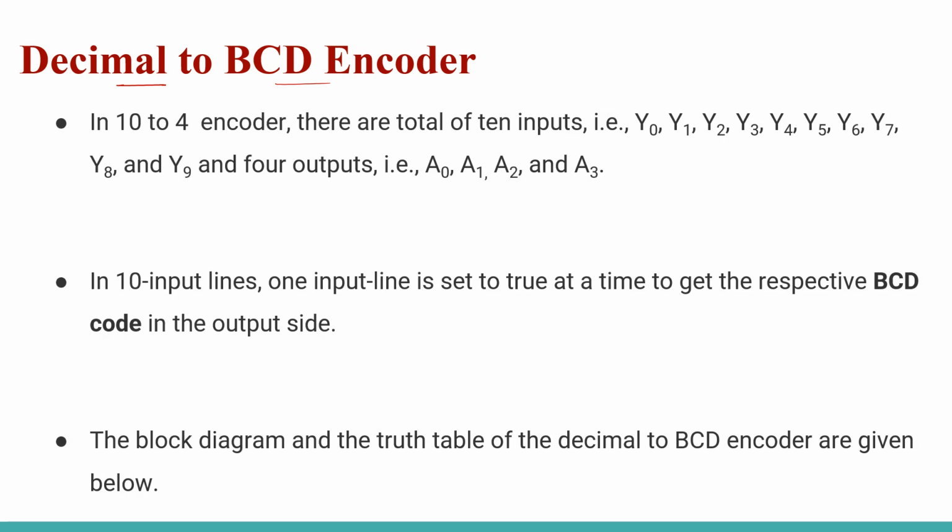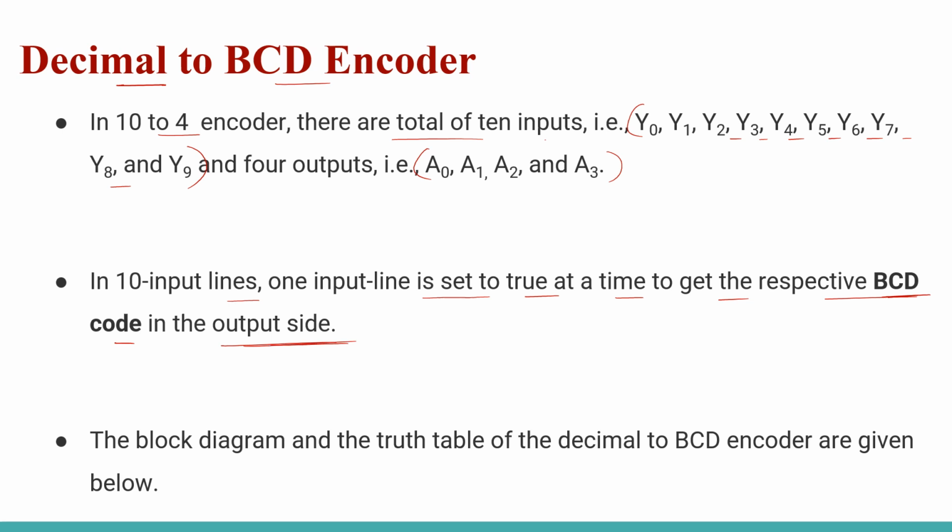So now see, in the 10 to 4 encoder, there are a total of 10 inputs. Those are Y0, Y1, Y2, Y3, Y4, Y5, Y6, Y7, Y8 and finally Y9, and 4 outputs, those are A0, A1, A2 and A3. In the 10 input lines, one input line is set to true at a time to get the respective BCD code on the output side.